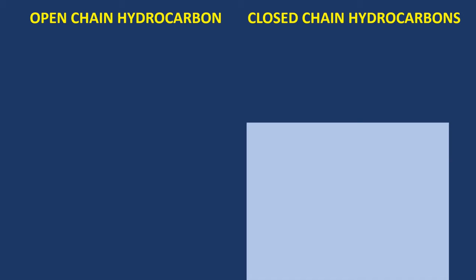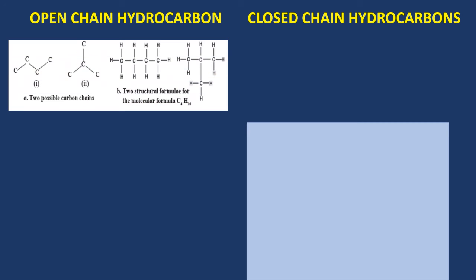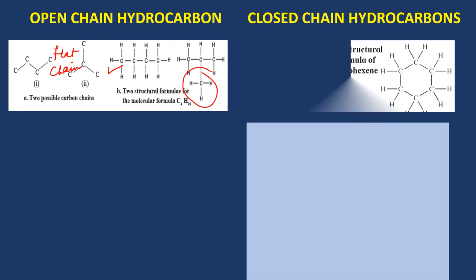Let us understand the difference between open chain hydrocarbon and closed chain hydrocarbons. Before I start, let me show you the pictures. This one is open chain hydrocarbon. It can be branched or it can be unbranched also, and they are flat structures and they are chains of hydrocarbons. Whereas let me show the other picture, closed chain hydrocarbon, they are cyclic.